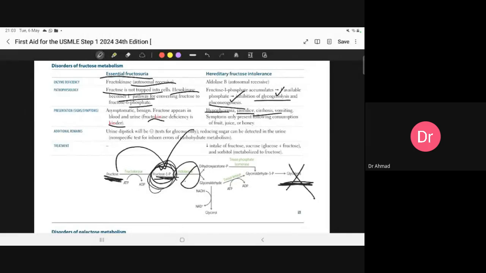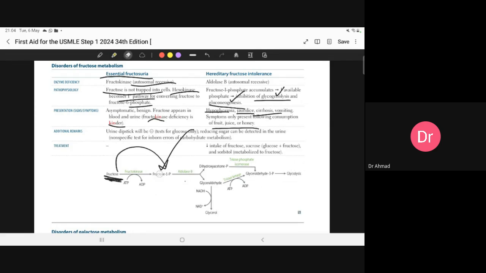And sources are very important to keep in mind. In questions, they always try to mention what kind of source, like what the children ate or something. It is always there to give you hints that what kind of deficiency you're dealing with. So you can remember it. Fruit juice and honey are main sources of your fructose.